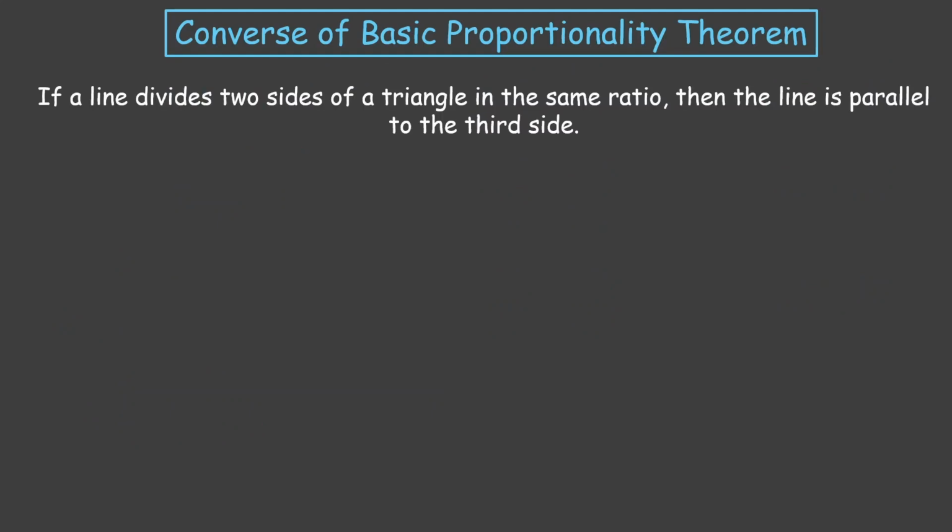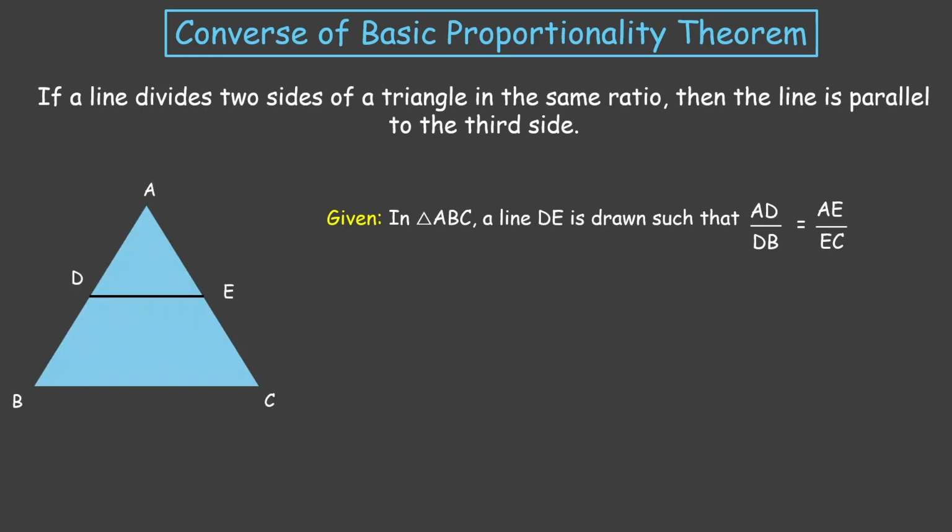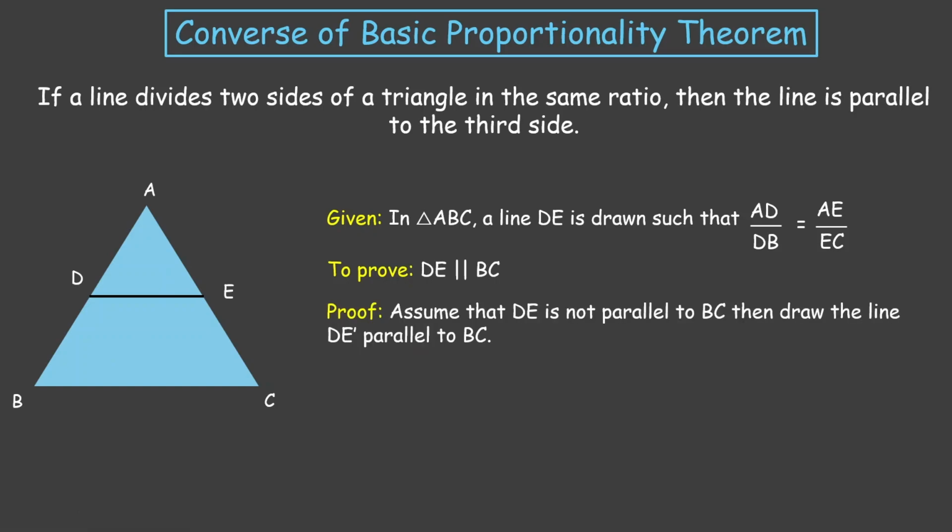The converse theorem says that if a line divides two sides of a triangle in the same ratio, then that line is parallel to the third side. So let's see what is given to us: a triangle ABC and a line DE such that AD upon DB is equal to AE upon EC. We need to prove that DE is parallel to BC. Let us assume that DE is not parallel. Then there has to be a line which will be parallel to BC. Let's make that line DE dash.